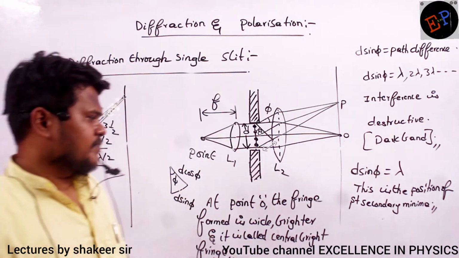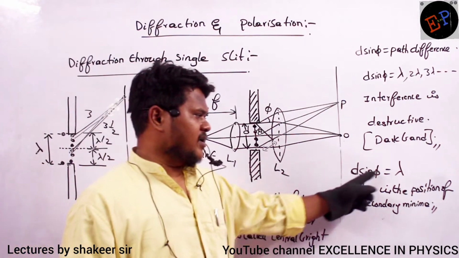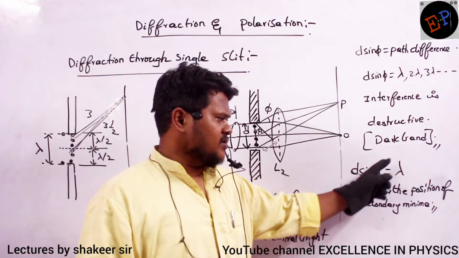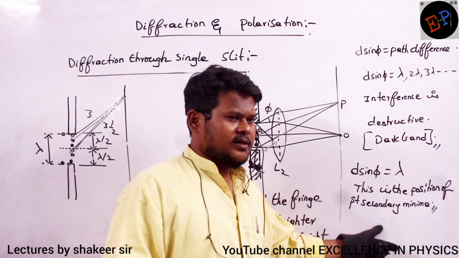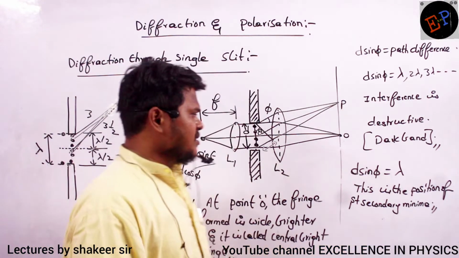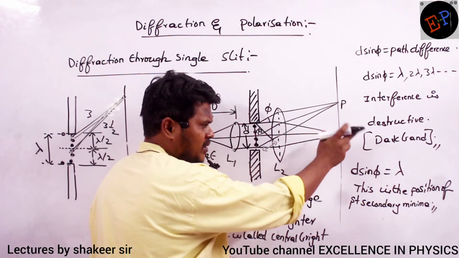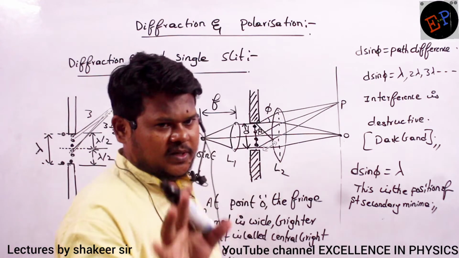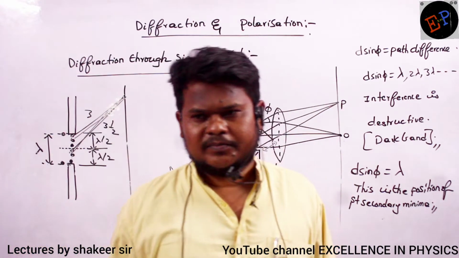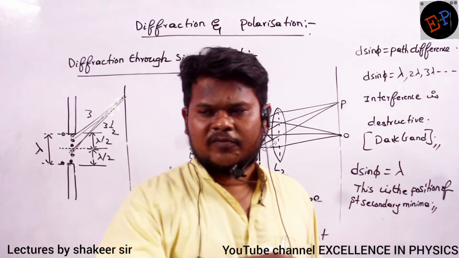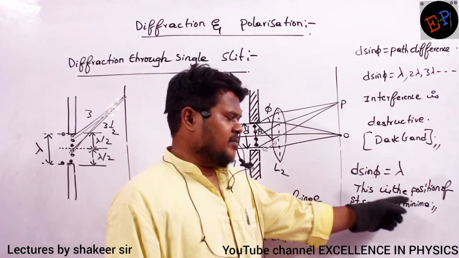Minima means what? Diffraction, destructive interference will come at d sin phi equal to lambda. What is the first one? First secondary minima. The central one is the primary fringe. Remaining all of them are secondary. Whether it is a bright fringe or dark fringe, all of them are secondary. So this is the first secondary minima.